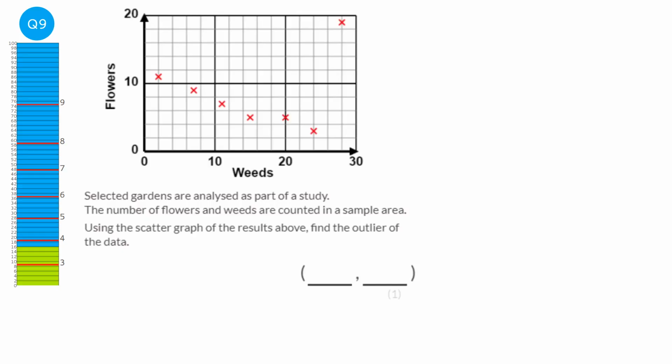On a scatter graph, an outlier is a point which doesn't fit the pattern. And as we can see here, all of these coordinates fit kind of a nice line going down there. So they all are showing a trend. But we've got this point here that's nowhere near that trend at all. And that's what we call an outlier. So we know that these are going up in 2s, so this will be 28. So the x coordinate will be 28, and this will be 19. So our coordinate will be 28, 19 for our outlier.